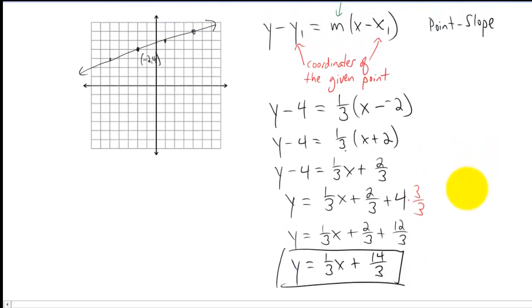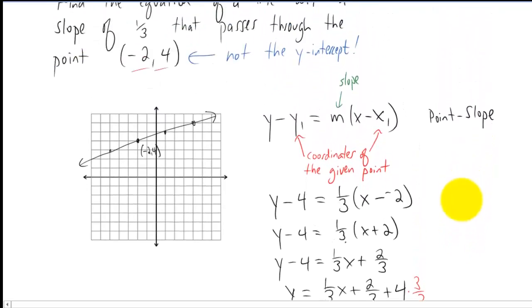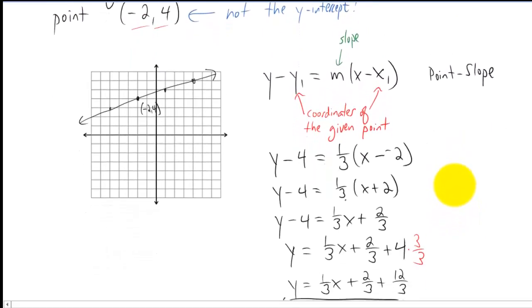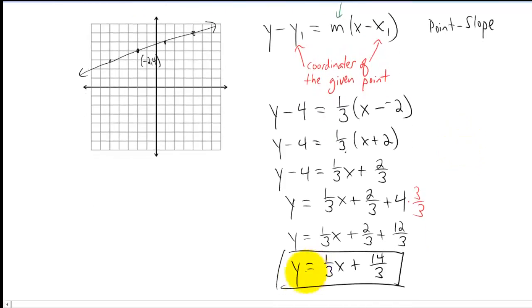Okay, that's it. We found the equation of the line that has a slope of 1/3 that passes through the point -2, 4. We like the equation of the line in slope-intercept form because now we can easily pick out the slope as 1/3, and the y-intercept is 14/3.